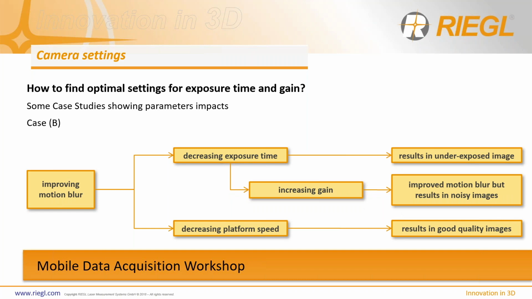So the next step is, okay, now if we want to improve motion blur, we can decrease the exposure time, which increases the gain, and we can decrease platform speed. So everything interacts with each other. If you decrease platform speed, you can get really good quality images. If you increase the gain, you might improve motion blur, but you get a noisy image, you get a grainy image, in other words. And if you decrease the exposure time too much, you get really underexposed images. So there's a lot to consider. So let me help you out here.